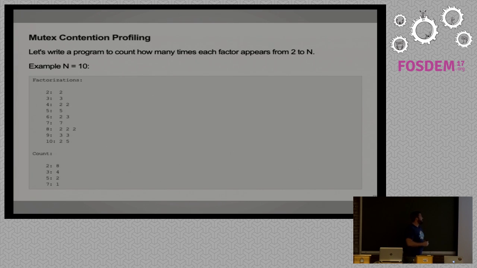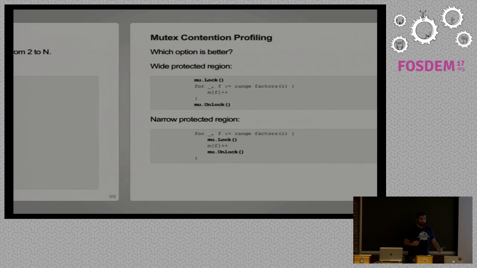Imagine that I tell you that I want you to find the factorizations of all the numbers from 2 to n, and count how many times every factor appears. So if you do from 2 to 10, you compute the factors, and you go like, well, 5 appears here and here, so there's twice that thing. So I wrote that code.